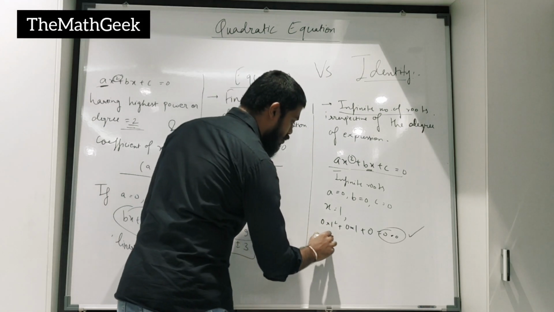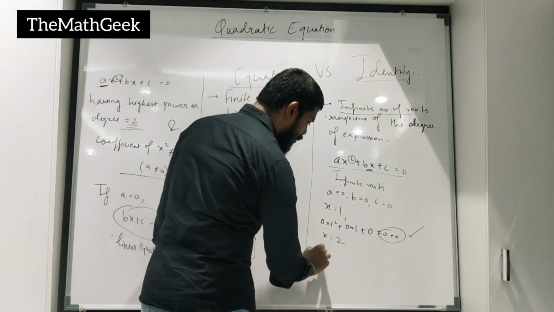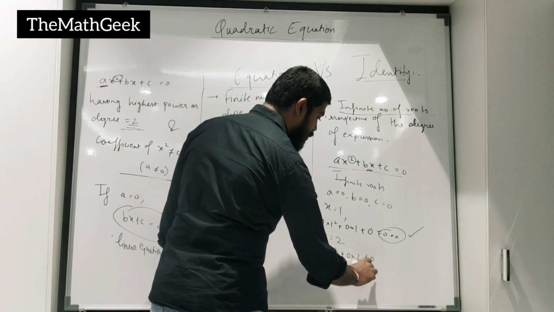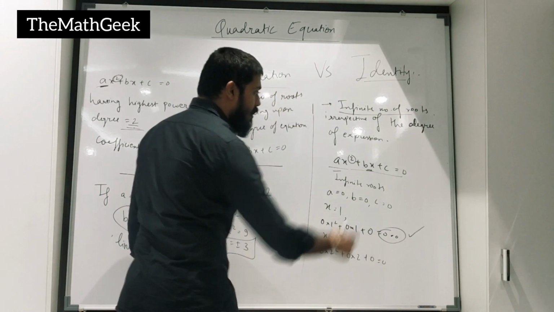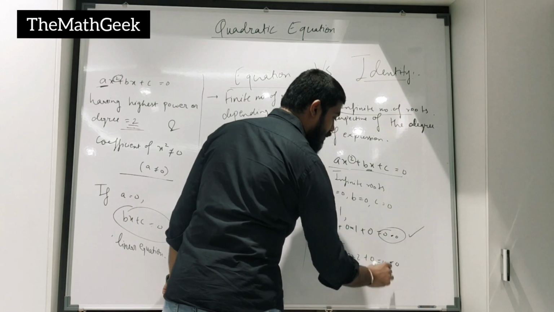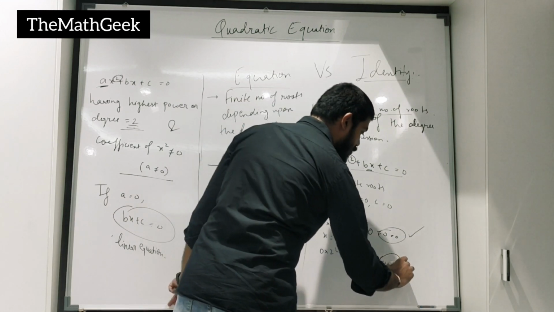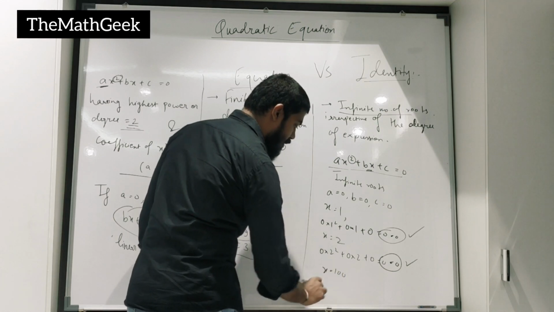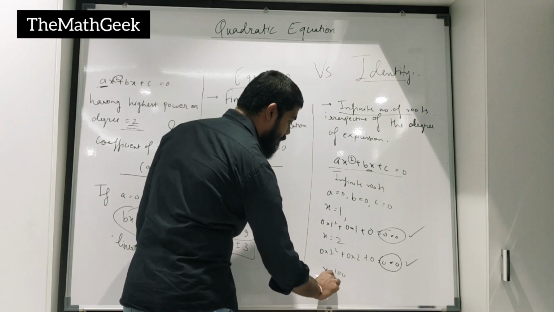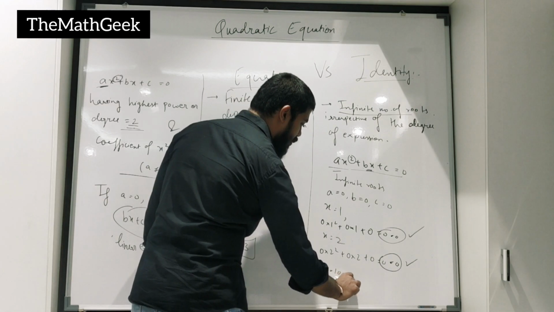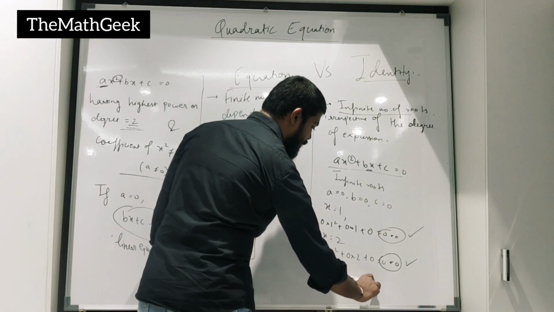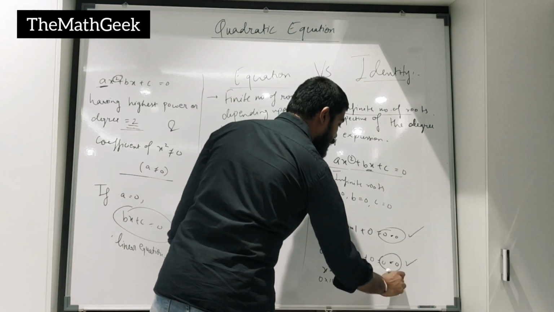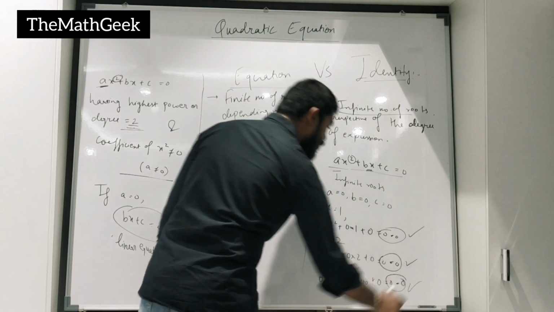Let's put x equal to 2. 0 into 2 square plus 0 into 2 plus 0 gives 0, which is equal to 0. Again this is true, which means 2 is also the root. Now let's put x equal to 100. 0 into 100 square plus 0 into 100 plus 0 is equal to 0, which is again equal to 0. It means 100 is also the root.